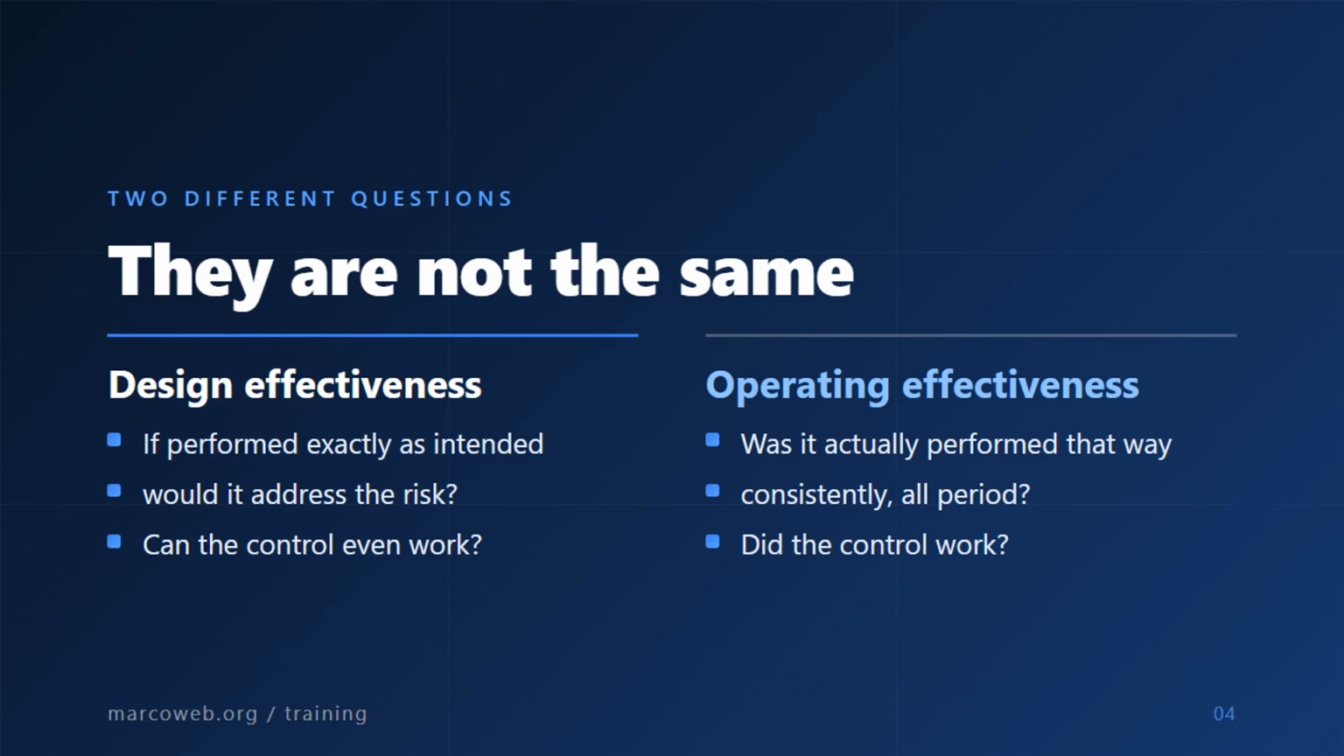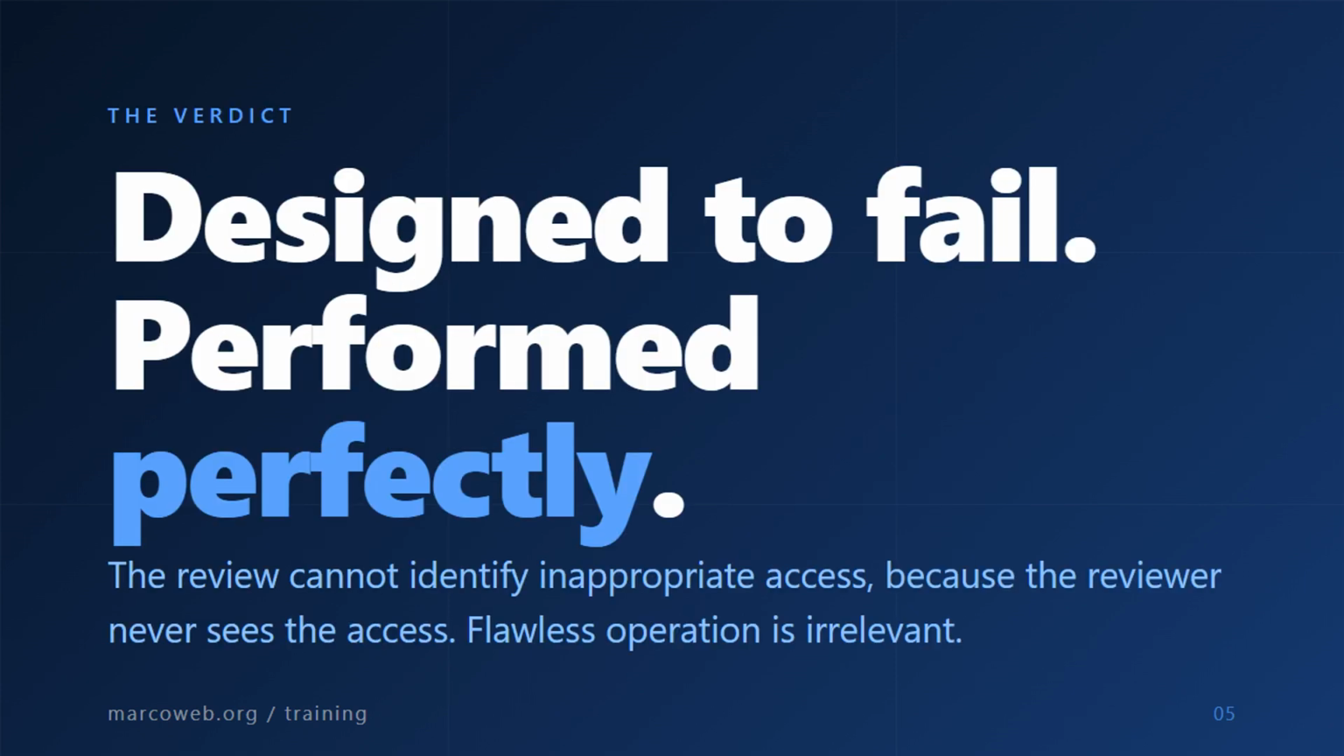Design effectiveness asks, if this control were performed exactly as intended, would it address the risk? Operating effectiveness asks, was it actually performed that way, consistently, throughout the period? One is about whether the control can work. The other is about whether it did. And that access review is designed ineffectively.